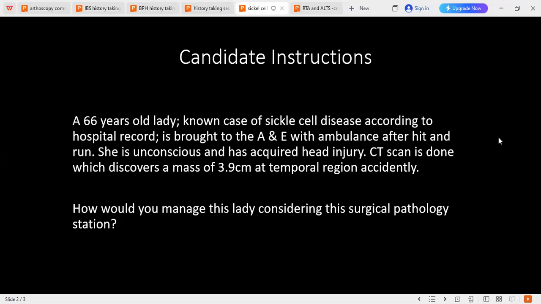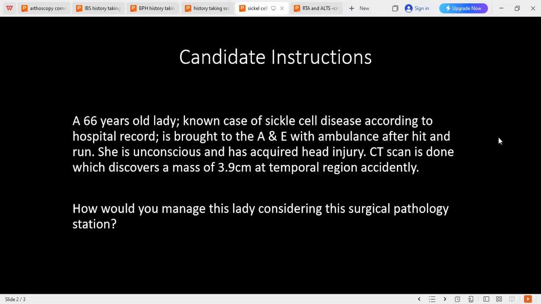What would you do next? Now she has been brought to you. How would you manage this patient? I will manage the patient with a multidisciplinary team approach. I will consult the neurosurgeon and the radiologist, and considering that the patient is a known case of sickle cell disease, I will also consult a hematologist.